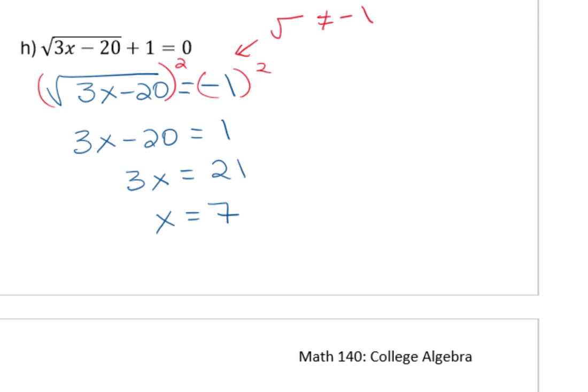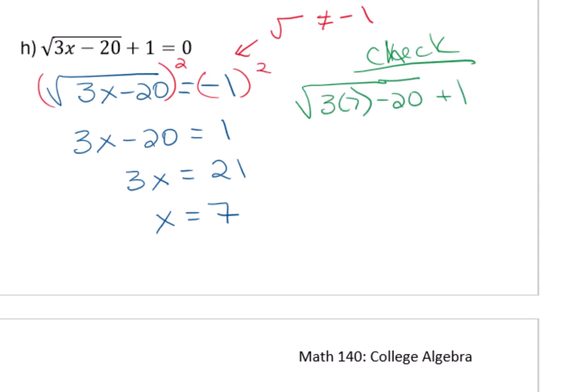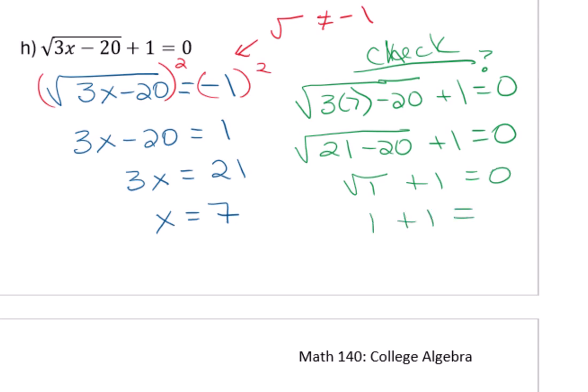Notice if we plug in that 7, however. Can't spell the word check. There we go. We get the square root of 3 times 7 minus 20, plus 1 equals 0. And we need to make sure that that works. 1 plus 1 does not equal 0. So there is no solution.